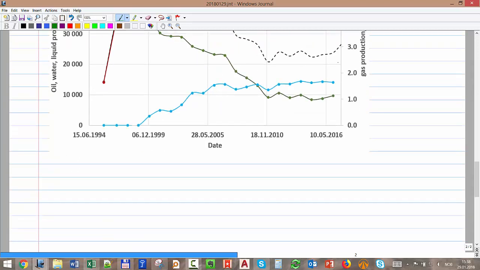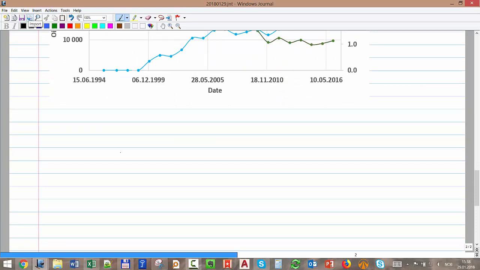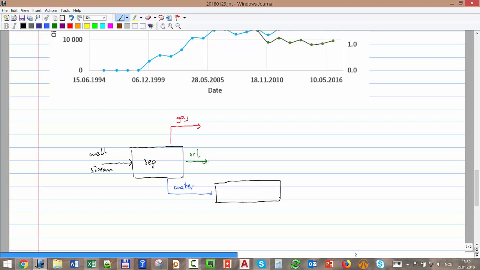Okay, I guess you already have some background about the process, but usually we have a main process called separation, where I separate and get three streams. Here I have the well streams, which are basically a mixture of oil, gas, and water. Then I get three separate streams: gas, oil, and water.